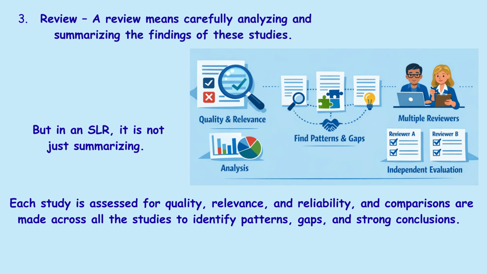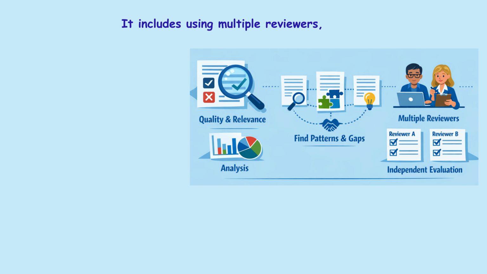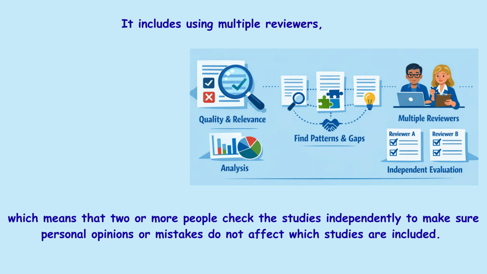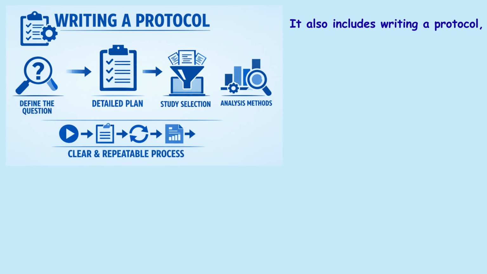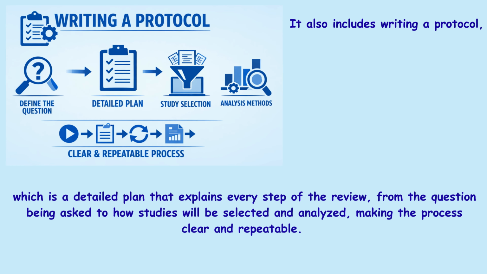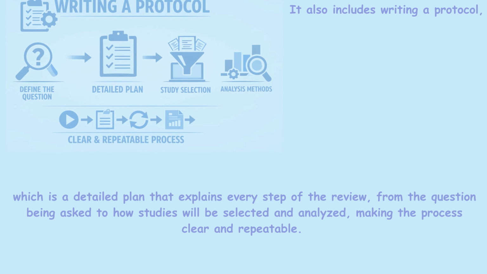Each study is assessed for quality, relevance, and reliability, and comparisons are made across all the studies to identify patterns, gaps, and strong conclusions. It includes using multiple reviewers, which means that 2 or more people check the studies independently to make sure personal opinions or mistakes do not affect which studies are included. It also includes writing a protocol, which is a detailed plan that explains every step of the review, from the question being asked to how studies will be selected and analyzed, making the process clear and repeatable.